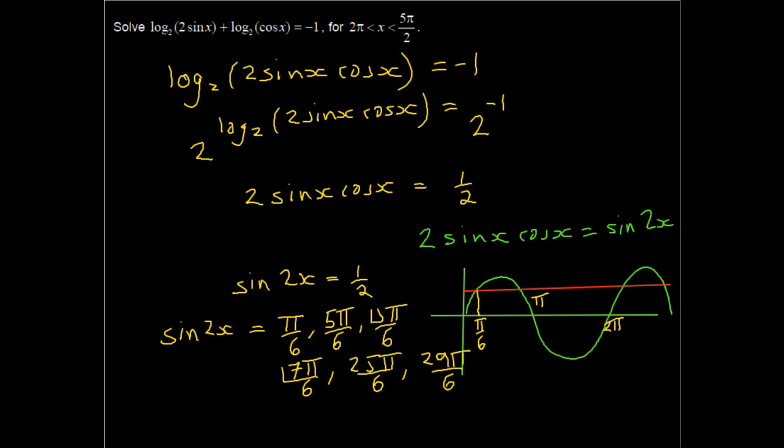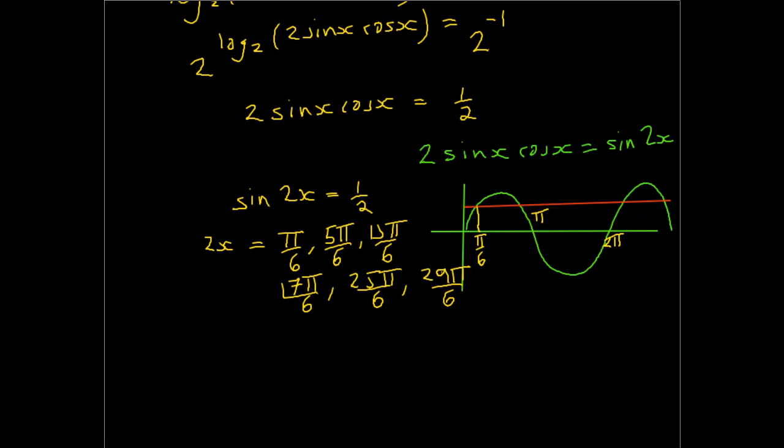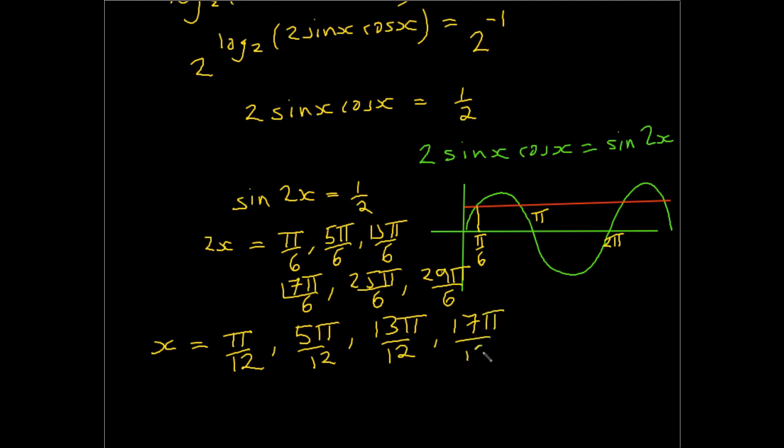Now the reason I've gone so far is because this is 2x, and to work out x we're going to need to divide them. So I've actually written that wrong, haven't I? That should say 2x, not sine 2x. So 2x is equal to all these things, which means that x will equal all of those things but divided by 2. So x would equal pi over 12, 5 pi over 12, 13 pi over 12, 17 pi over 12, 25 pi over 12, 29 pi over 12.